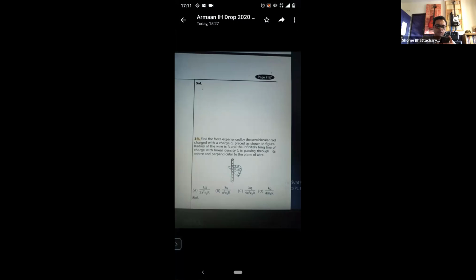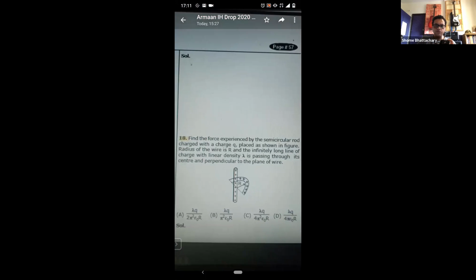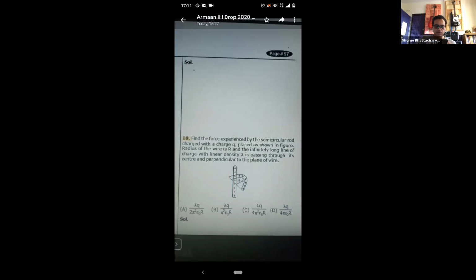In the meantime, a couple of questions of Arman are also remaining, so let's work these out. Okay, Arman, the next question in your set is this 18th one, right? Yes. Okay, let's go through this. Find the force experienced by the semicircular rod charged with Q placed in the figure. Radius of the wire is R. An infinitely long charge lambda is passing through its center. This will be done by integration, beta.